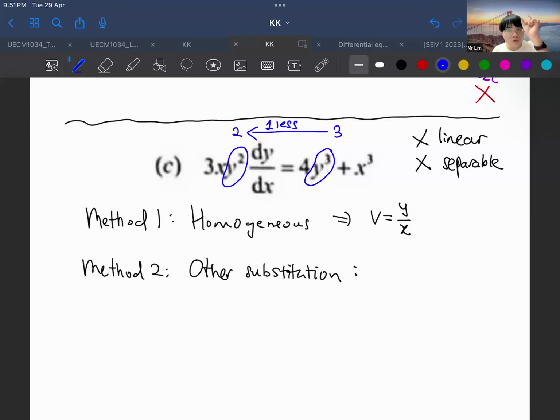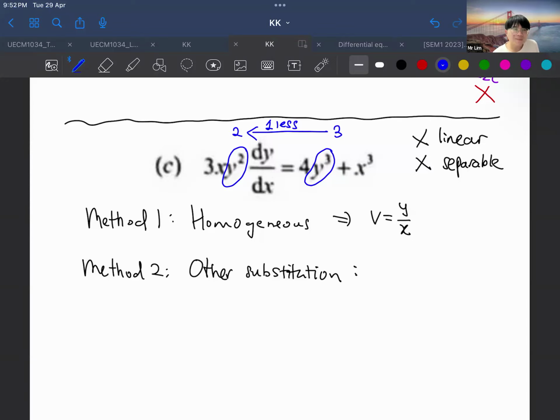Not only just one substitution, you can have 2 substitutions, more than 1, perhaps 3, 4, 5, I don't know. But we try to find the easy one. So this is all for question C that I can give you.